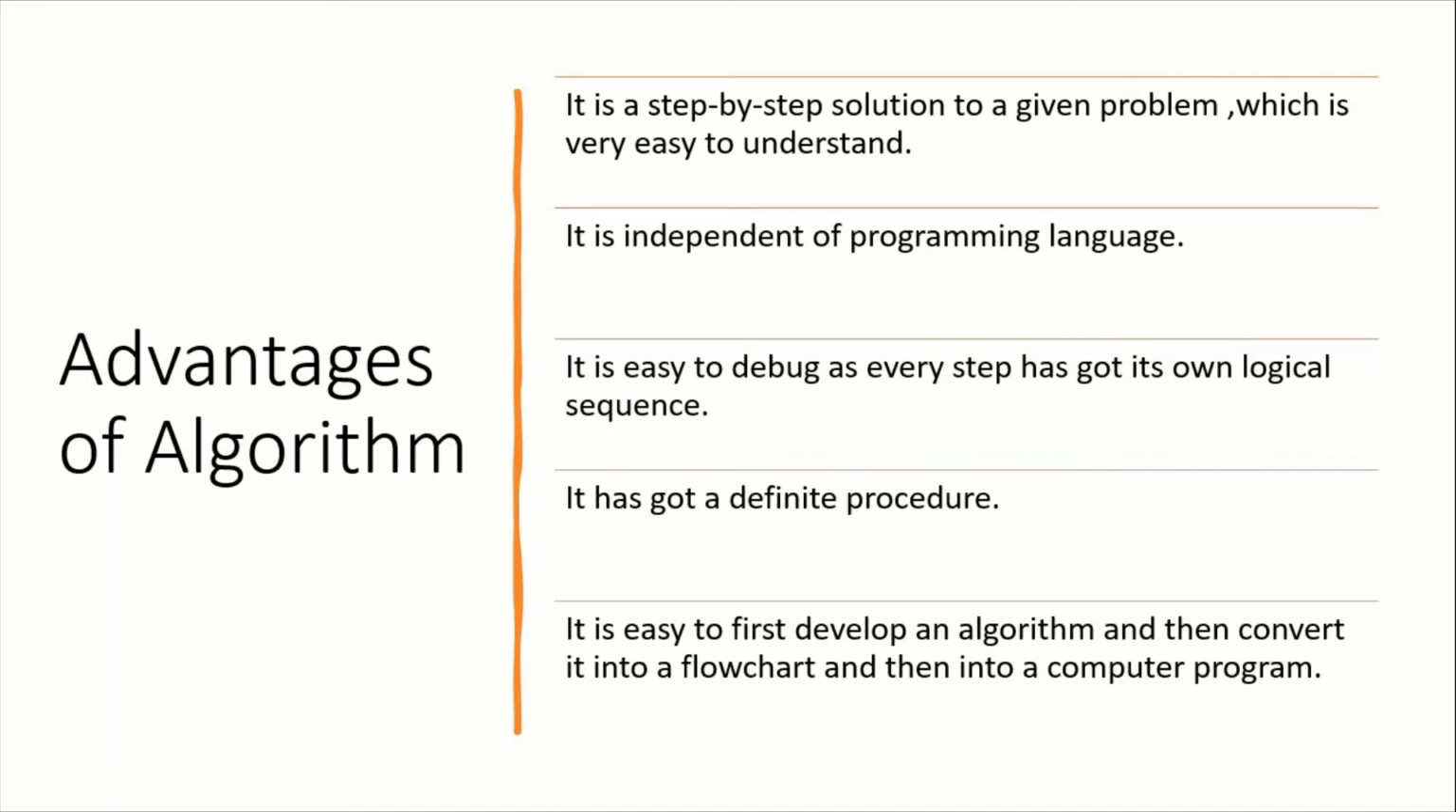Another advantage of algorithm is it is easy to debug, as every step has its own logical sequence. Debugging is nothing but checking for errors. If the output generated by the program is inaccurate, then we can check the algorithm step by step and try to test which step is giving the inaccurate output or where the mistake lies. We can easily understand by referring to the steps mentioned in the algorithm.